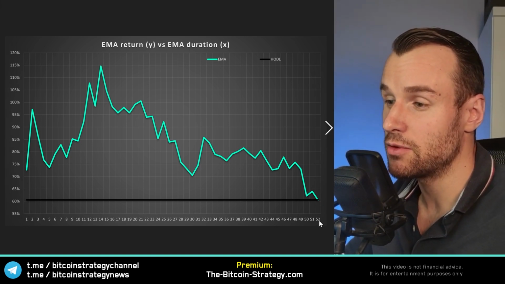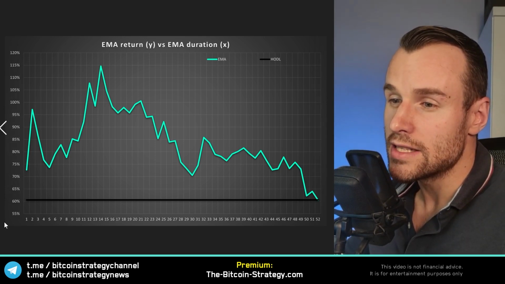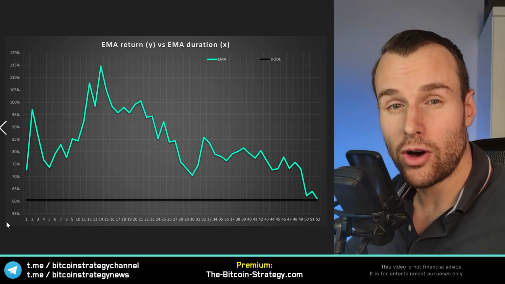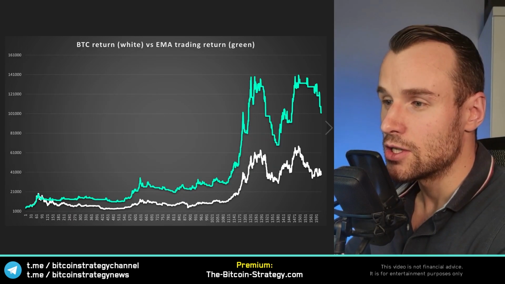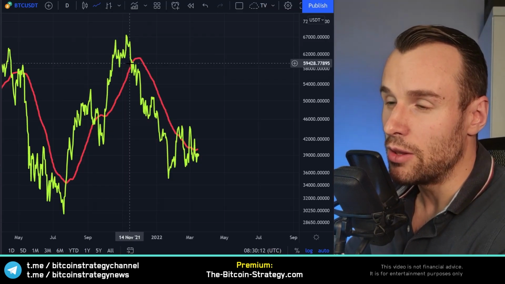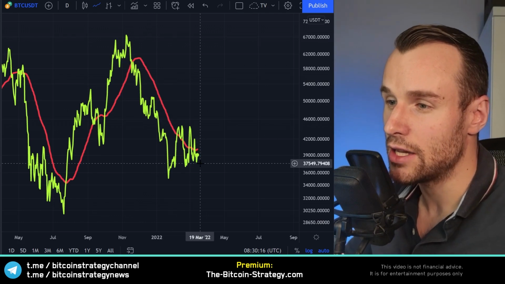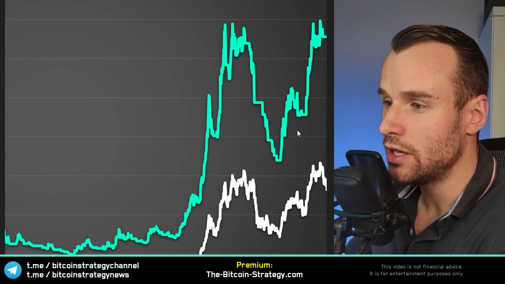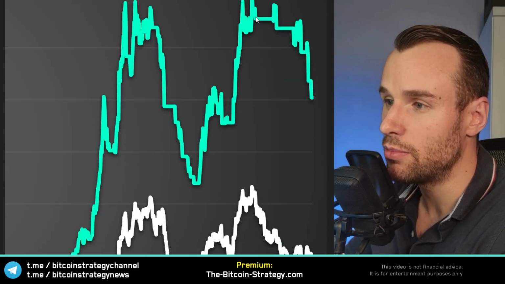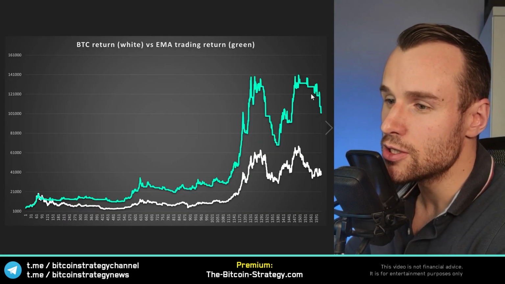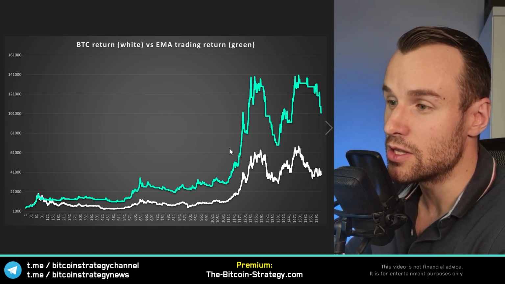I haven't just tested up to 50, I've tested to 52. And then here on the y-axis, we see the annualized performance if you trade it according to that exponential moving average. So again, the idea is when the price is below the exponential moving average, we are completely in cash. And so when we look at this chart over here, we've got periods where we are simply going sideways, where we are completely in cash. And the avoidance of a lot of this bearish momentum is in the end what leads to this outperformance.